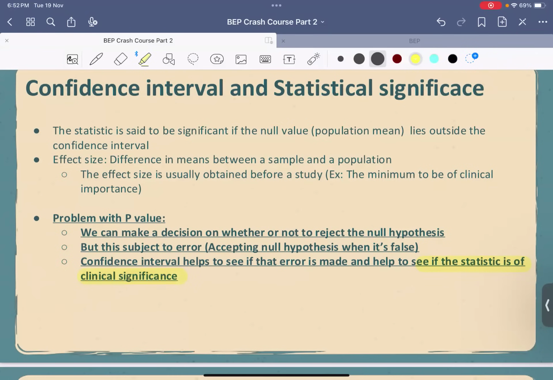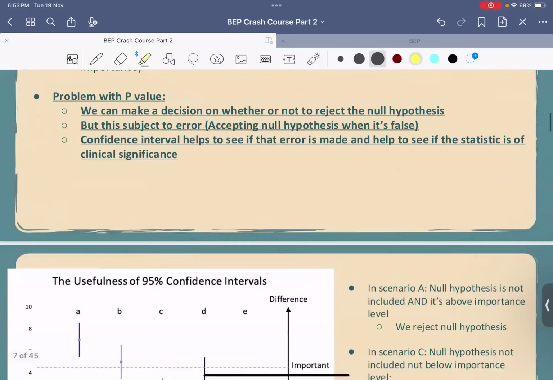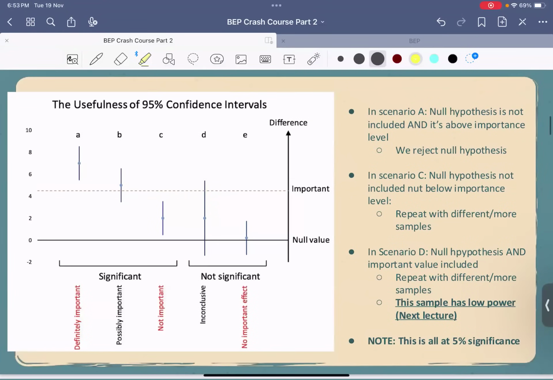This is what we've been explaining so far. Confidence interval also kind of shows the effect size as well. So it shows whether it's statistically and clinically significant or not. P-value only shows if it's statistically significant. It doesn't show if it's clinically significant. Okay. So that's why we use confidence interval and p-value. You can't use one without the other. Now this diagram hopefully is going to make everything I said very, very much clearer.